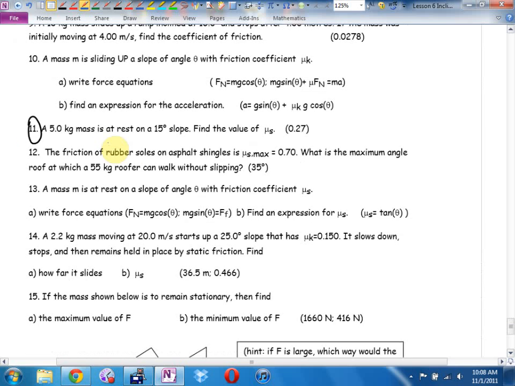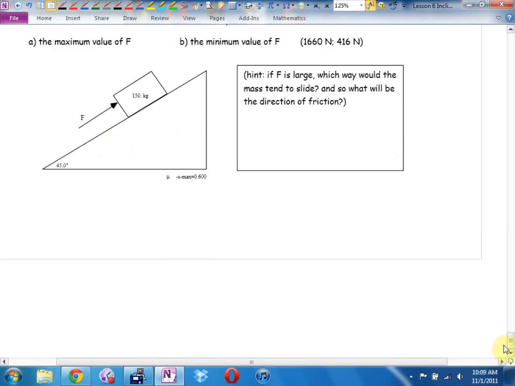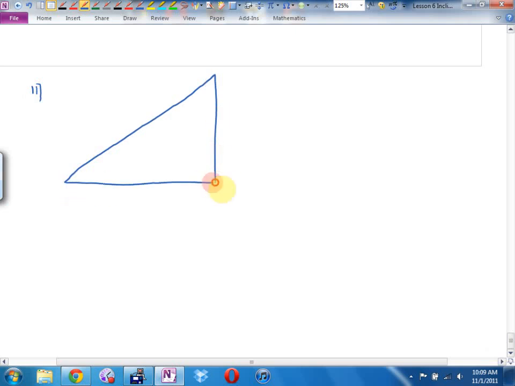Okay. A 5 kilogram mass is at rest on a 15 degree slope. Find the value of the coefficient of static friction. We did say there was two types, and the author is going to be accurate on that, but we said we'll just pretend there's one. So here's my ramp. What's the angle? 15 degrees, so my ramp is way out of scale because that's probably near the 45 degree angle. Who cares? Here's the mass.